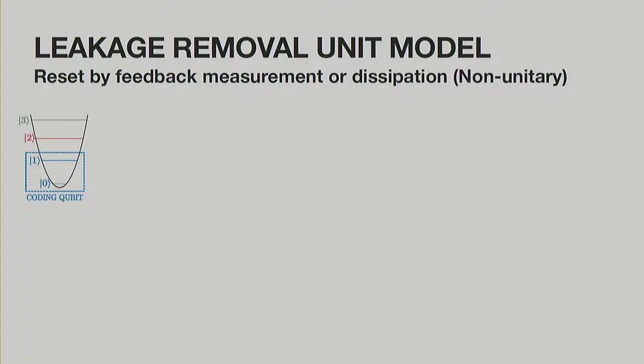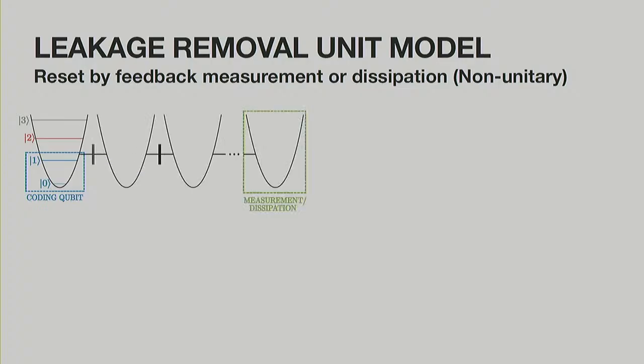So the leakage removal unit model works as follows. We have the transmon acting as a coding qubit, so it's the one that we are going to use for quantum computing, and then we attach a chain of other transmons, and we are measuring the last one, but with a feedback measurement. So we measure the state, and then we apply a conditional gate, so we reset the state to 0 all the time. Also, a continuous dissipation will work, and I will show some results.